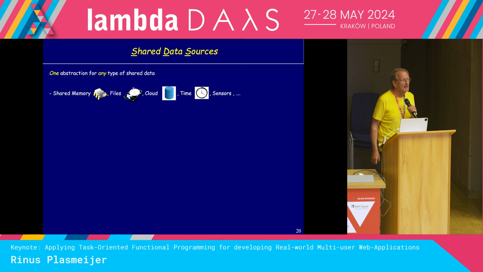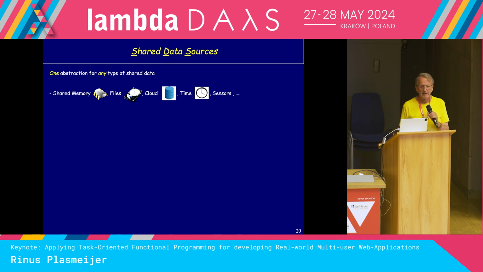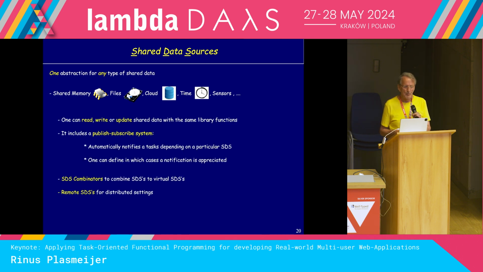Before I give another example, I go to the shared data sources. So you have the sequential combinator, you have the parallel combinator, and they can look at what's going on. But it's also very convenient to have, let's say, global information you want to share between the people working on the system. And what we've done is we defined one abstraction layer for all types of shared data you can imagine: for shared memories, for files, for the cloud, for time, and for sensors. There's one interface.